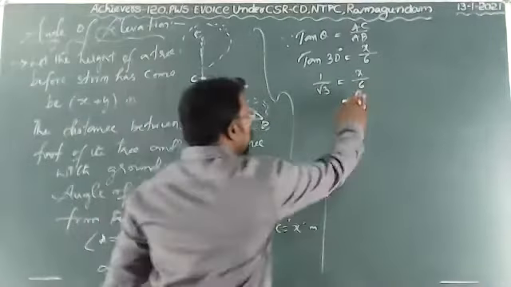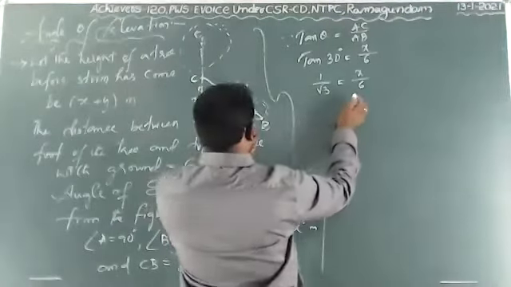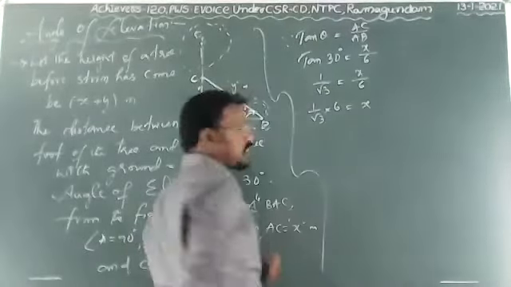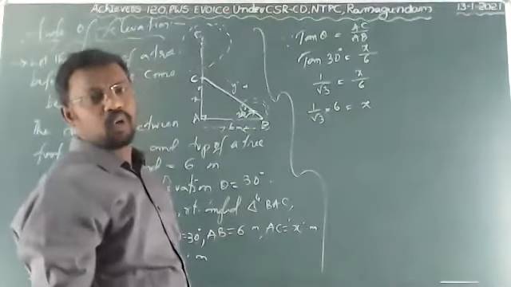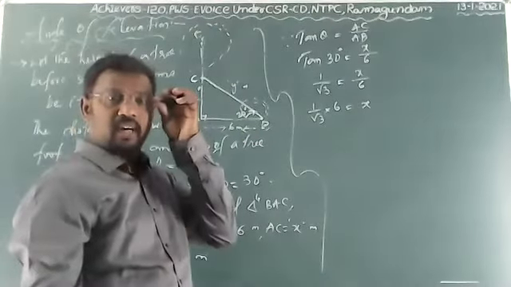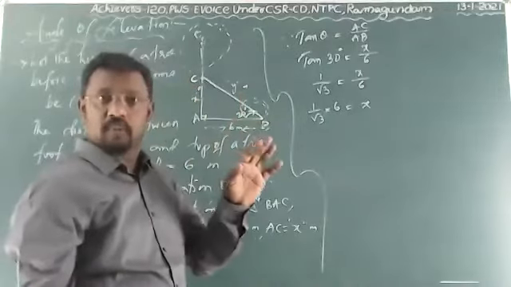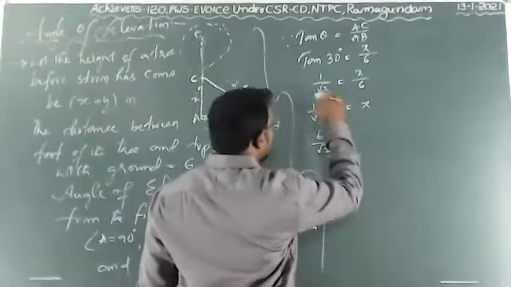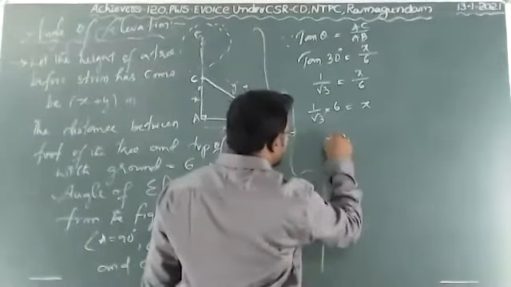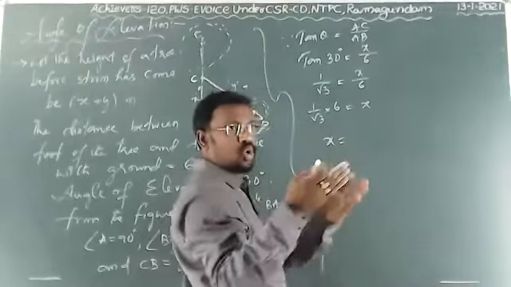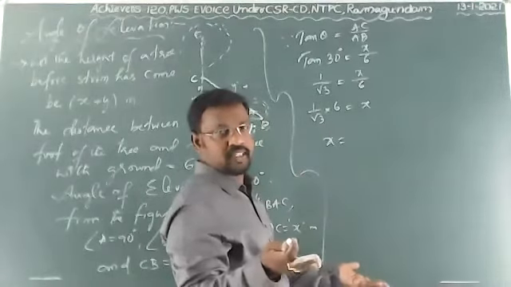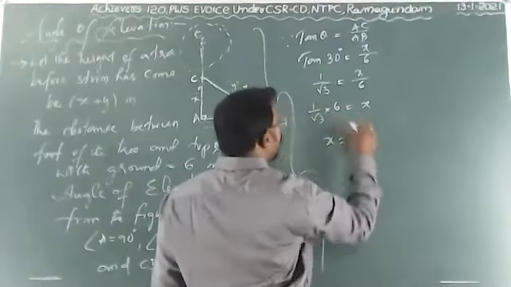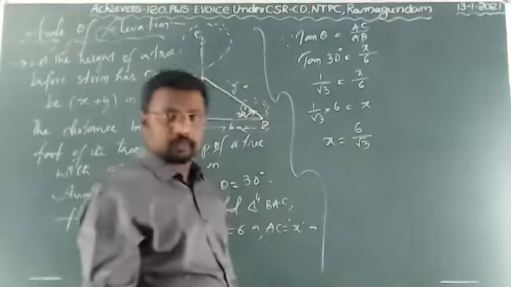This is 6. Just cross multiplication, send to the LHS, it becomes 1 into 6 is equal to x into root 3. You can do the rationalization, otherwise you can leave it like that, 6 by root 3. But try to do the rationalization because, see, 6 into 1, 6. Here I am writing x equal to 6 by root 3.